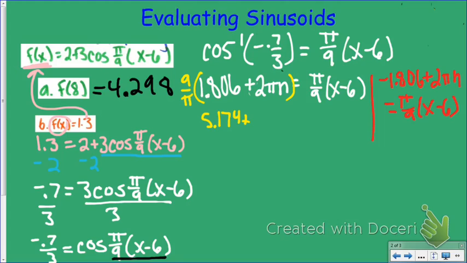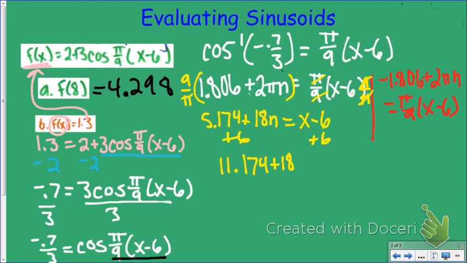And I'm also going to multiply that plus 2 pi n. So when I multiply plus 2 pi n times 9 over pi, those pi's will cancel out, and I'll just be left with 18n. And now this equals x minus 6, because if I multiply this by 9 over pi, those would cancel out. At this point, it's really simple. My last step is just going to be to add 6. And if you remember like terms, I can't add 6 to 18n. I can only add 6 to that 5.174. So this becomes 11.174 plus 18n. So this is the first part of my general solution.